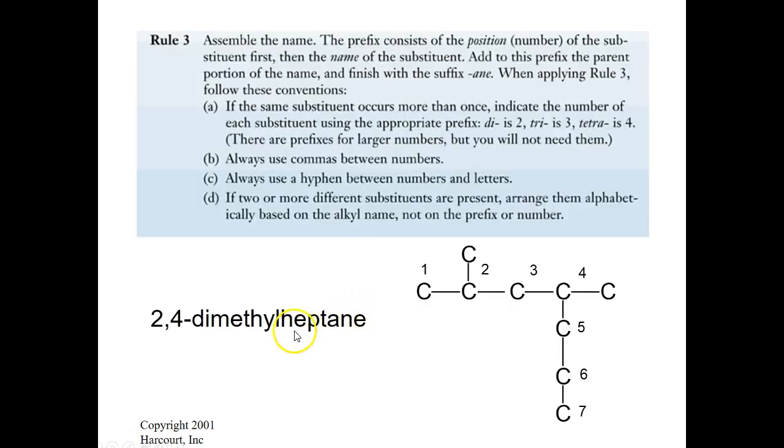So we name the long chain first. We said it was heptane, and then we said we had beads on there. We have this bead here, this bead there. So we're going to say I have a methyl on 2 and a methyl on 4, so that means I have 2 methyls, so that's called a dimethyl. So the name for the whole thing is 2,4-dimethylheptane.